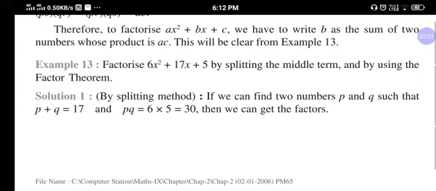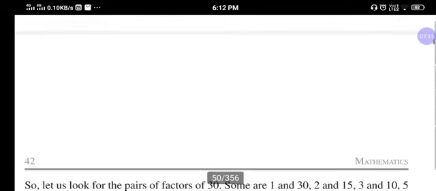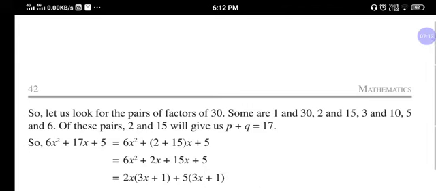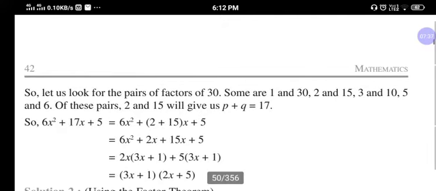So 6 into 5 is 30, and we want the two numbers to add up to 17. So 6x square plus 2x plus 15x plus 5. So 2x plus 15x is 17x, and 2x into 15x, multiplying, the answer is 30x square. So this one is our splitting factorization.